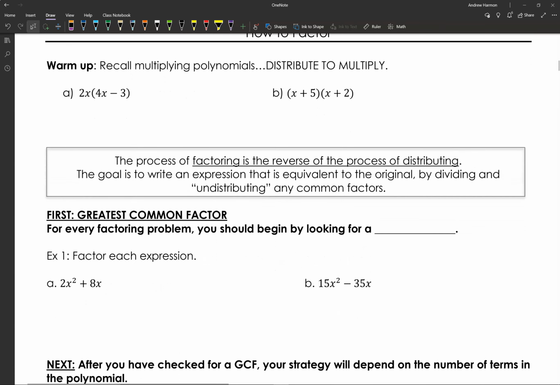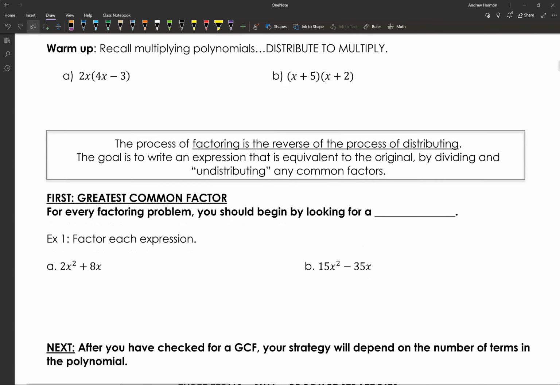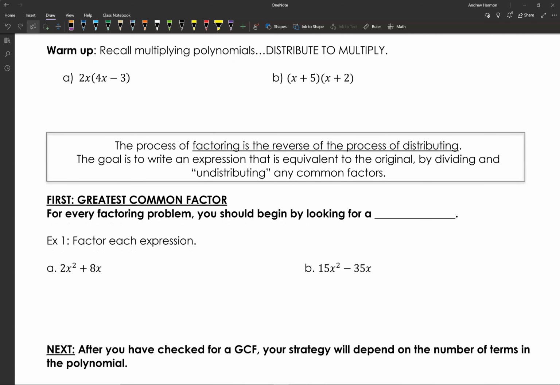So first thing we're going to look at is distribution. Do you remember how to distribute? So in letter A here, to simplify this, we're going to distribute the 2x over both those terms. So we get 2x times 4x, that is 8x squared. And then 2x times negative 3 is negative 6x. And that's it. That's all that problem requires.